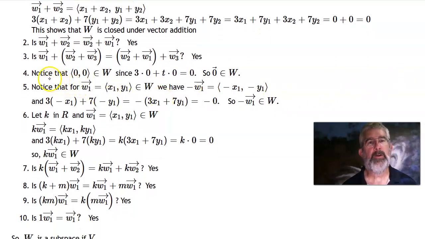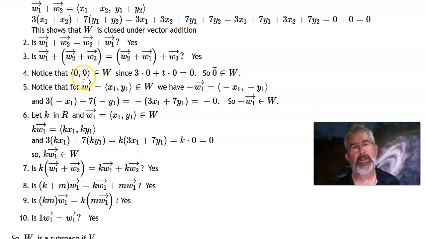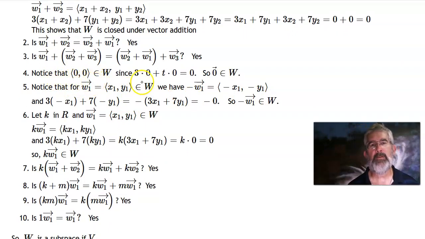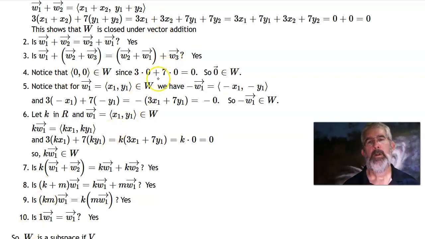I also want to point out here, axiom 4, is the 0 vector in there? Well, yes, I can just double check. 3 times 0 plus 7 times 0. Goodness, there are so many errors. Here we go. 3 times 0 plus 7 times 0 is 0. So I know that the 0 element from R2 is actually in W as well. So I've got the 0 element in there.